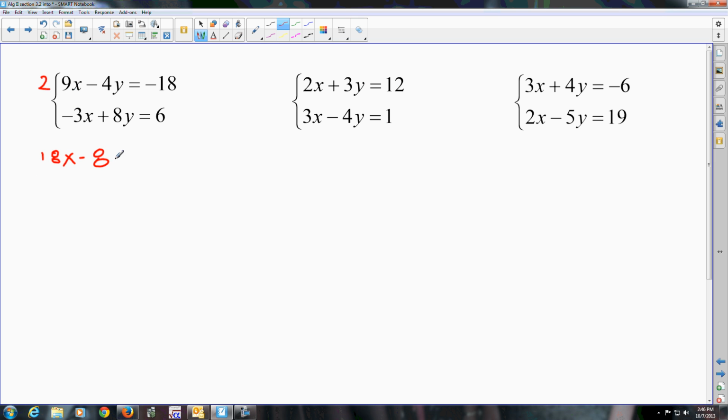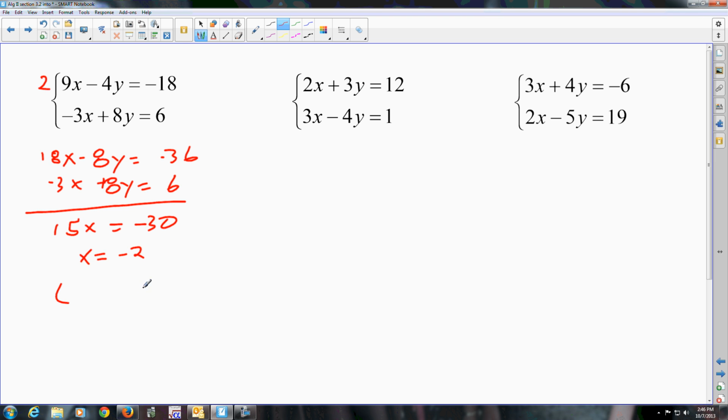18x minus 8y is equal to negative 36. Leave the bottom alone. Add these things together. 15x, those cancel out, is negative 30. So x is negative 2. So negative 2 is your x value. Go back, fill in this x value into one of the equations, and solve for y. Again, in the interest of time, I'm going to let you guys have that part of it.